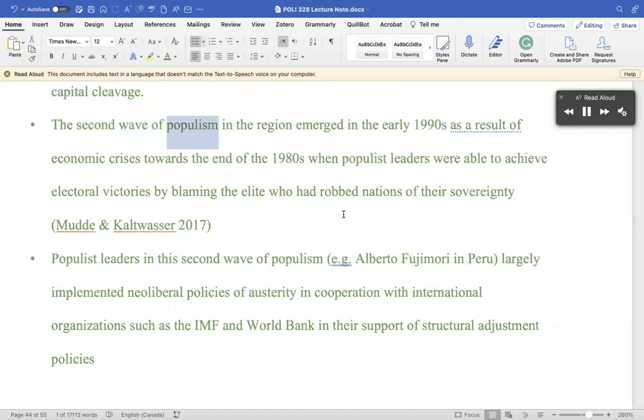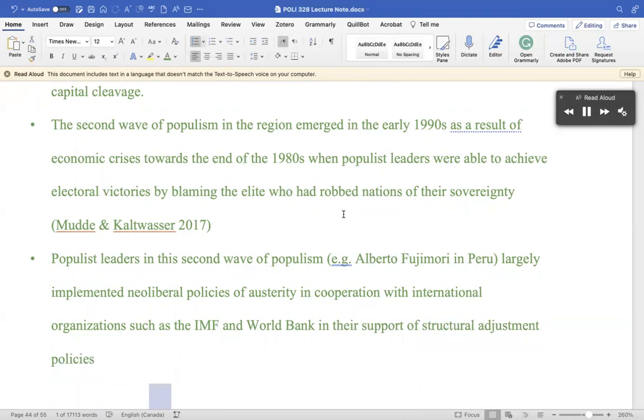The second wave of populism in the region emerged in the early 1990s as a result of economic crises towards the end of the 1980s, when populist leaders were able to achieve electoral victories by blaming the elite who had robbed nations of their sovereignty. Populist leaders in this second wave of populism, e.g. Alberto Fujimori in Peru, largely implemented neoliberal policies of austerity in cooperation with international organizations such as the IMF and World Bank in their support of structural adjustment policies.